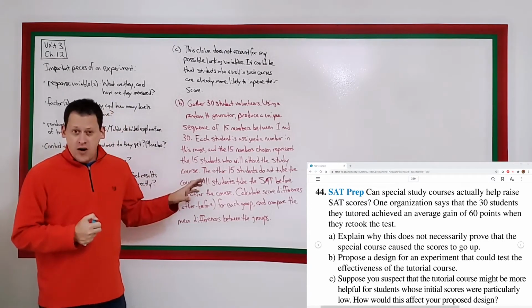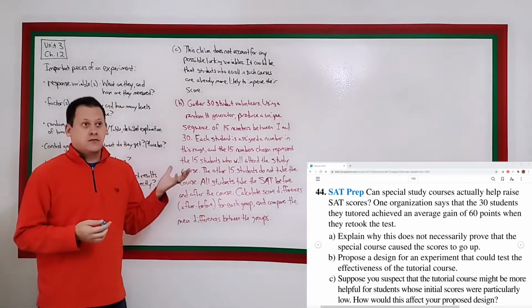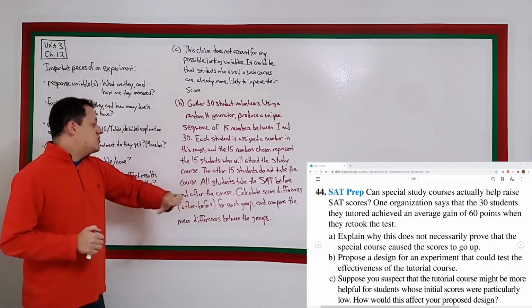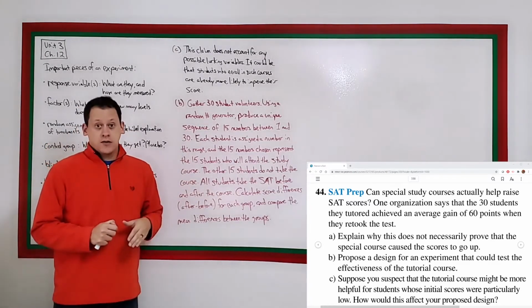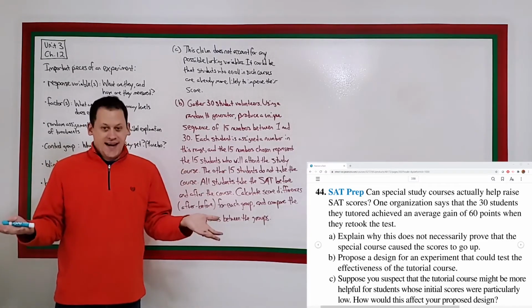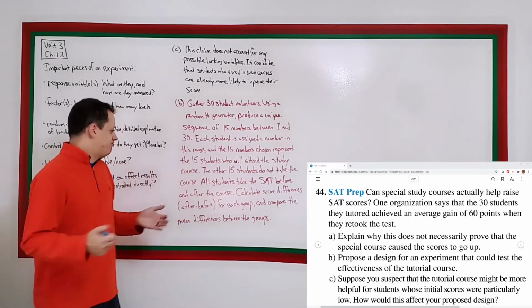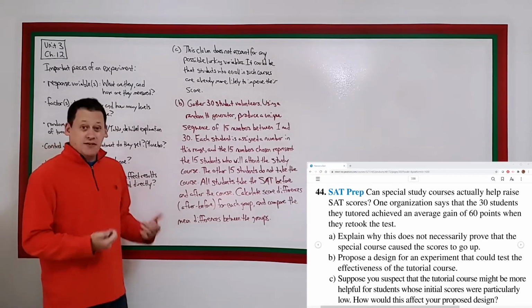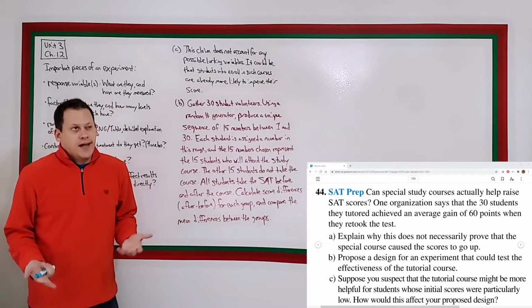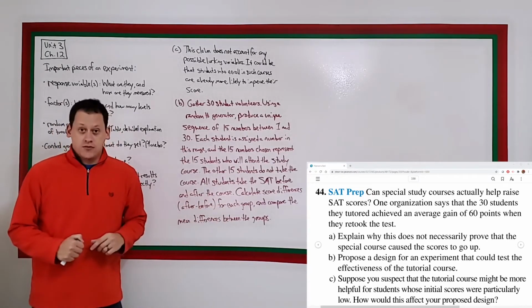I didn't draw a diagram of what this looks like, but you could in addition to your written work. All students will take the SAT before and after the course. So for the students who didn't take it, they just take the SAT, wait a little bit, take it again. The students who take the course: SAT, course, SAT. We're going to calculate the score differences, after minus before, for each student. And we're going to compare the mean differences between the groups.